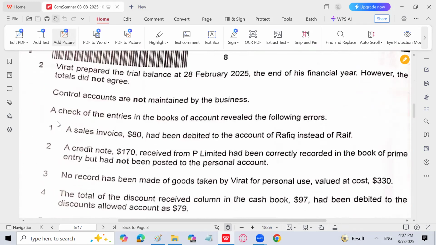The question number 2 first, because it's a smaller one. The question is from company accounts with statement of changes in equity with reversal. I will solve it inshallah at night. Virat prepared the trial balance at 28th February, the end of his financial year. However, the totals did not agree. Control accounts are not maintained by the business. A check of the entries in the books of account revealed the following errors. So let's pass the rectifying entries, and then we are going to prepare the effect on profit or suspense account, whatever is going to be required in the question.